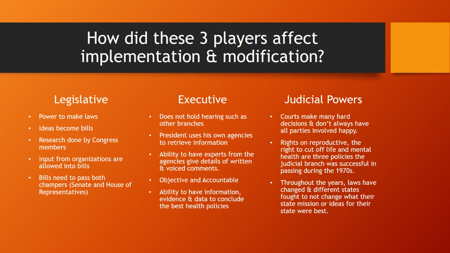And in the judicial power, the courts make many hard decisions and don't always have all parties involved very happy. The rights on reproductive choice, the right to cut off lifeline, and mental health are three policies the judicial branch was successful in passing during the 1970s. Throughout the years, laws have changed, and different states fought not to change what their state mission or ideas for their state were suited best.